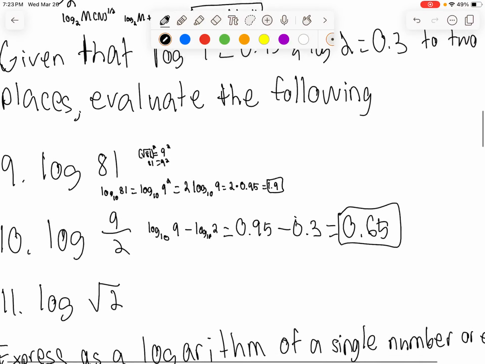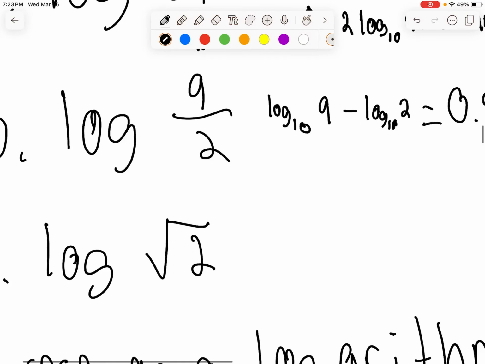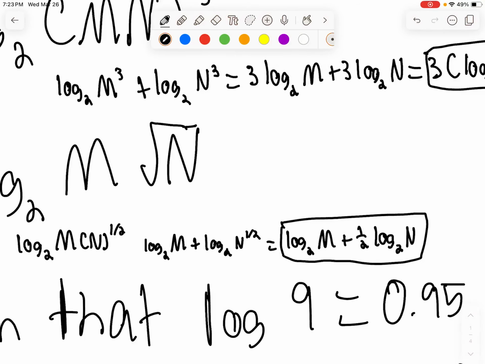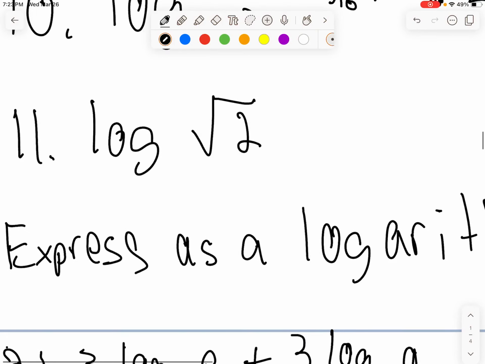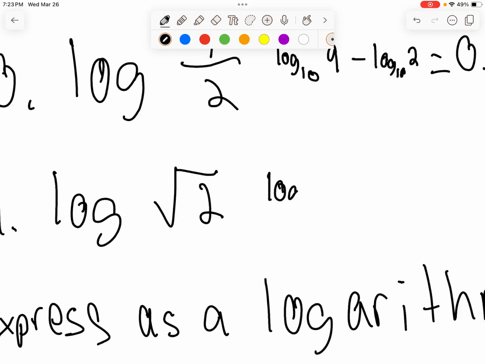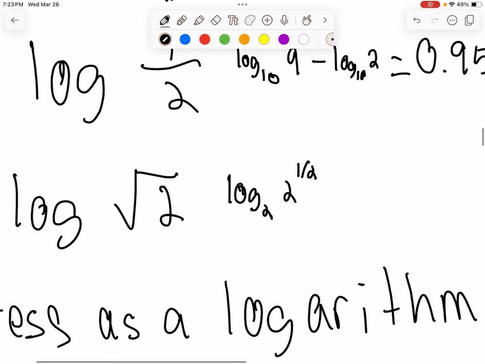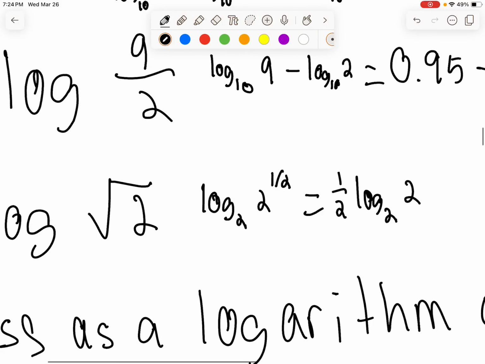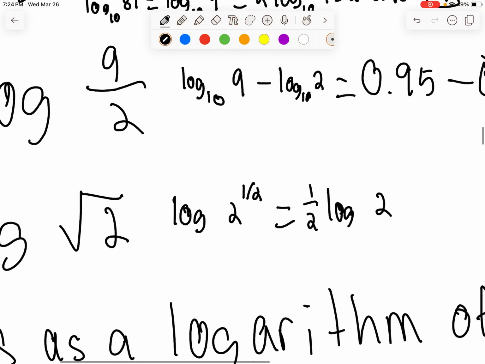Now for the last one to evaluate, we have a square root. If you remember earlier, square root is just the 1/2 power, which is nice. So this is just log of 2 to the 1/2 power. We can bring that out from the power rule. It was 1/2... I don't know why I said log 2. I've been deceiving you all. Nope, that's a 10, so I'm just going to fix that. My apologies.